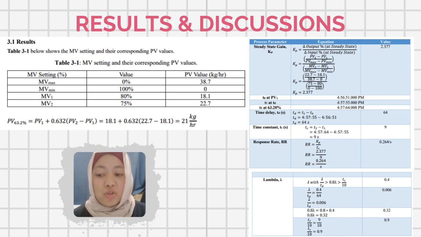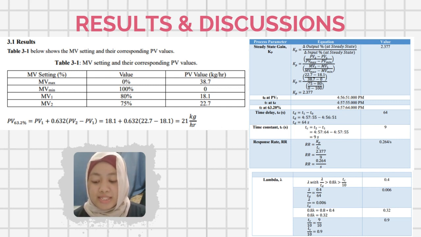The purpose of this task is to determine the first order plus time delay model for a gas mass flow process and to calculate the controller parameters for P, PI, and PID controls using 3 tuning methods, which are Cohen-Coon, Ziegler-Nichols, and IMC tuning method. The selected MV value is between 0% and 100%, and the corresponding PV is recorded.